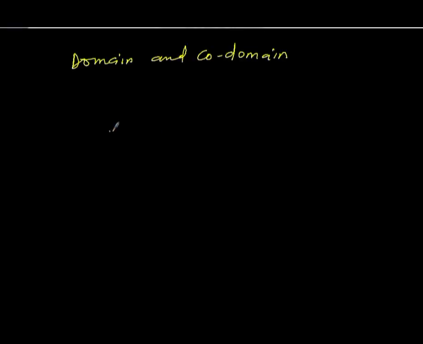Another terminology you'll hear most often used in the concept of functions is domain and codomain. So let's get familiar with the concept of domain and codomain. Now we can define domain as the set of all possible input values, while codomain can be referred to as the set of all possible output values. Let me explain what this means.